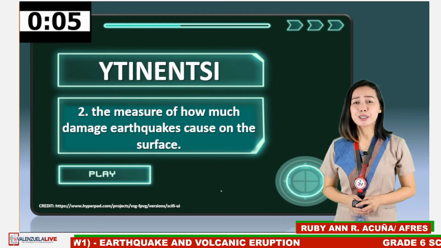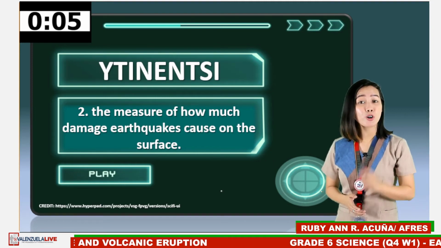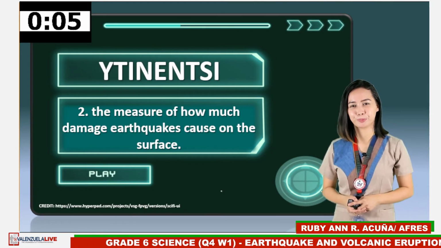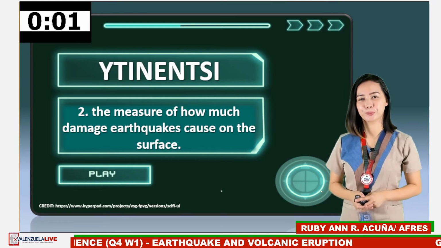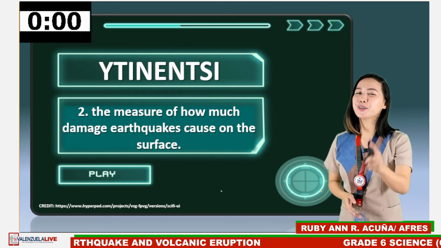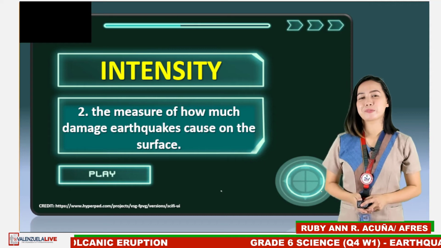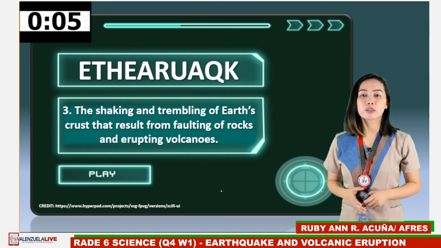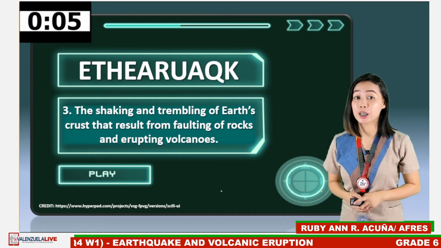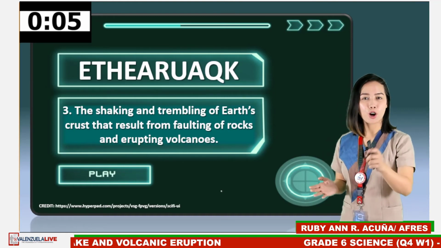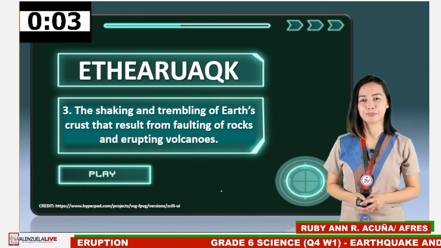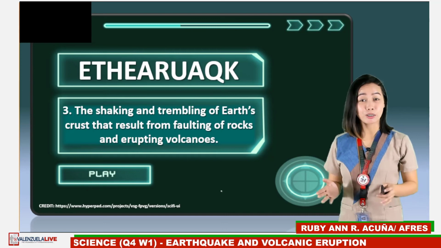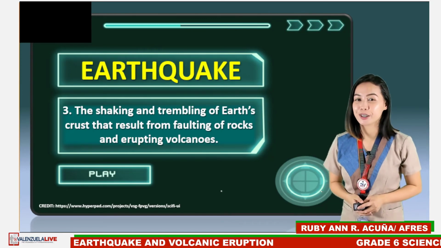Question number 2. It is the measure of how much damage earthquakes cause on the surface. 5 seconds. Comment down your answer. You are right. It is intensity. Number 3, it is the shaking and trembling of Earth's crust that result from faulting of rocks and erupting volcanoes. What is the correct answer? Comment it down. The correct answer is, very good, the earthquake.